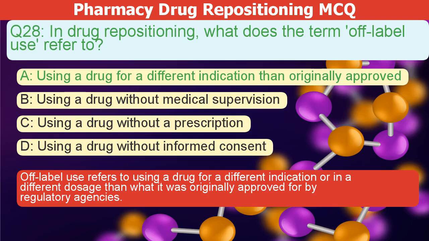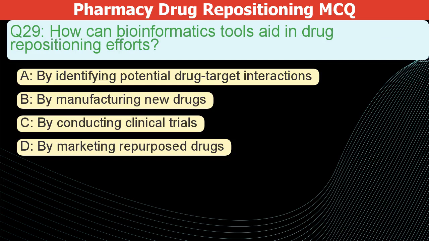The correct answer is A. Off-label use means using a drug for something other than what it was approved for, or using a different dose than approved. How can bioinformatics tools aid in drug repositioning efforts?